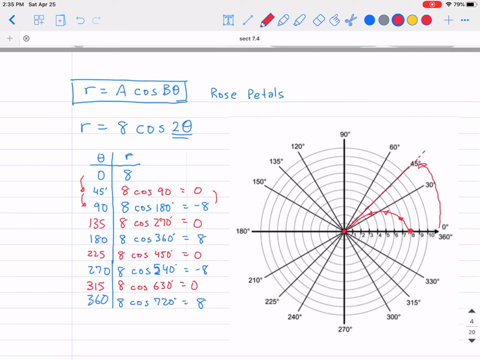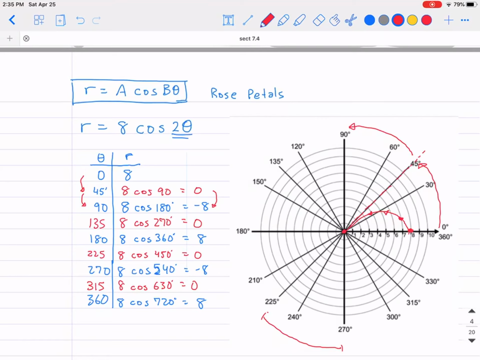And now let's go ahead and think about what happens from 45 to 90. From 45 to 90, you are going to go from a radius of 0 to -8. So that means from here, 45 to 90 degrees. I'm not going to be graphing in that region really, because remember, your radius is negative. So that tells me I'm really graphing in the opposite part, which is over here from 225 to 270.